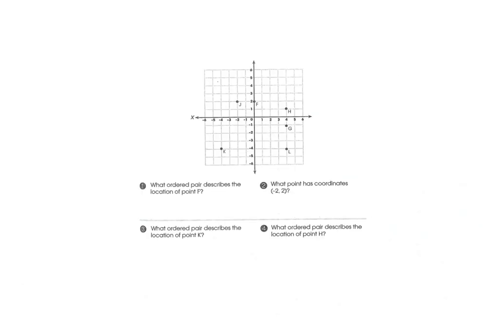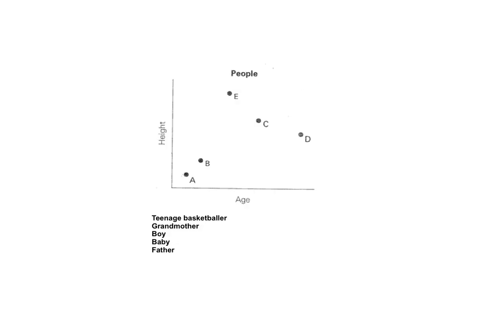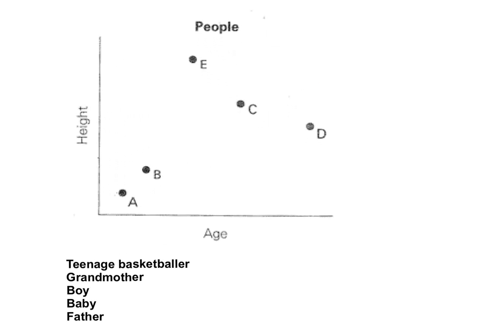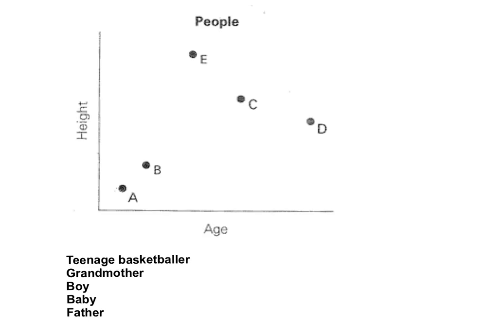Here we go. So I have a graph up here. This is not on your paper. It's just up on the board. The graph that you are going to look at and interpret, and I've got 5 people listed at the bottom. Those 5 points match up with the 5 people: teenage basketballer, a grandmother, a boy, a baby, and a father. You need to tell me what points match up with which people.